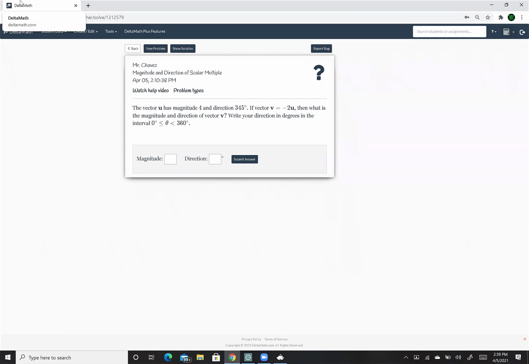So here we go. It says vector U has a magnitude 4 and direction 345. I want to start with a positive problem, so I'm going to refresh. All right, look at this one. Vector U has magnitude 3 and direction 140. If vector V equals 2U, then what is the magnitude and direction of vector V? These are the easy ones, guys. I need everyone's A game real quick. Notice I don't have a negative in there. Because you don't have a negative, all you're going to do, what is 3 times 2?